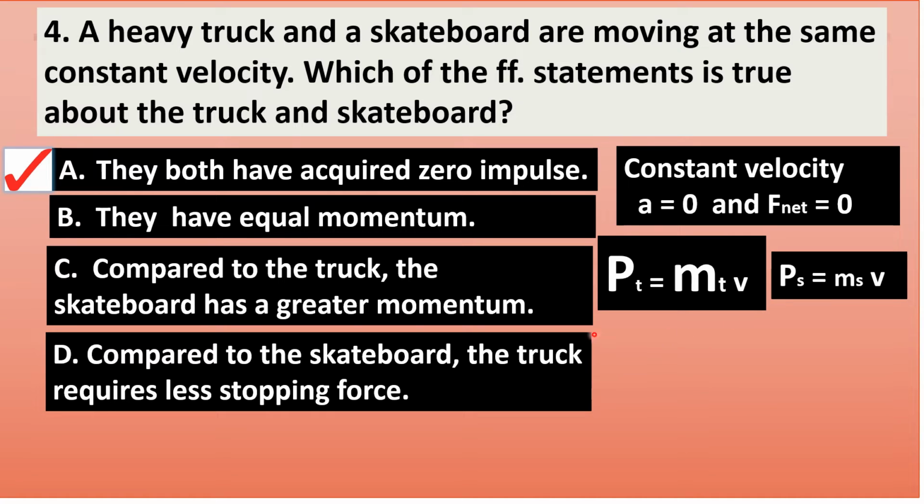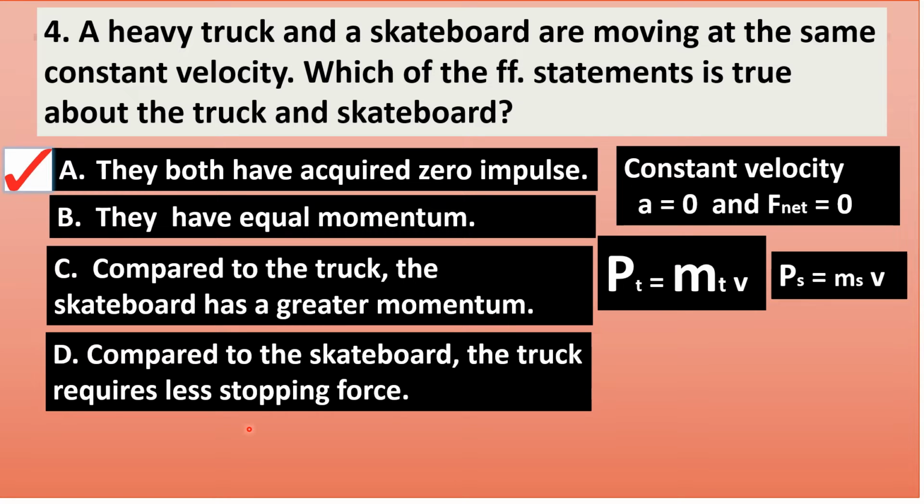We can also base our reasoning on these two equations. Compared to the truck, the skateboard has a greater momentum. Is it true that the skateboard has the greater momentum? Look at the way the symbol of the momentum for each is written. Their symbols are written in such a way that we are emphasizing that the momentum of the truck is much larger than that of the skateboard. That's why letter C is incorrect.